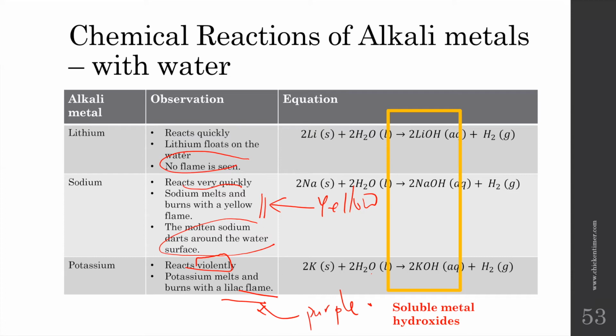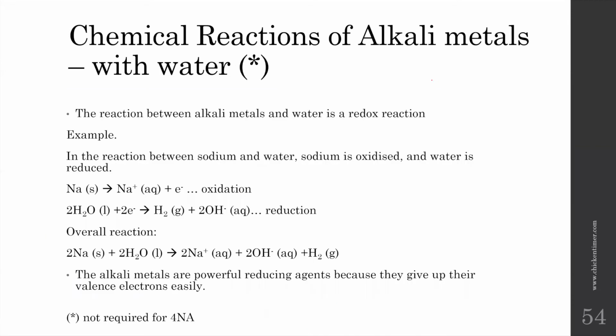So the whole takeaway here is, the first line reacts quickly. Second one reacts very quickly. Third one reacts violently. So going down the group, the reaction becomes more vigorous. So in this chart, you take away that conclusion and you take away what kind of reaction, what kind of product you have, which is here, and they expect you to know how to write this. They expect you to know how to write the chemical equation. Then this one, you see a star here. I'm going to skip.